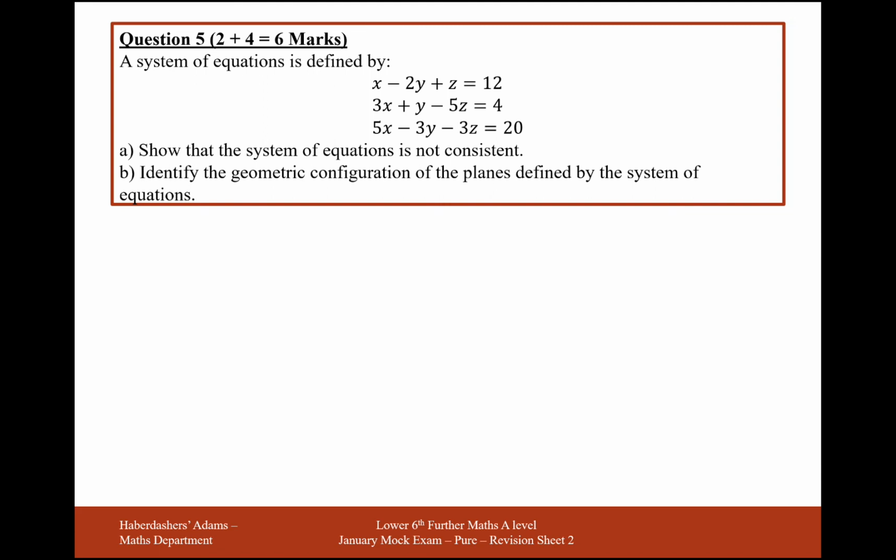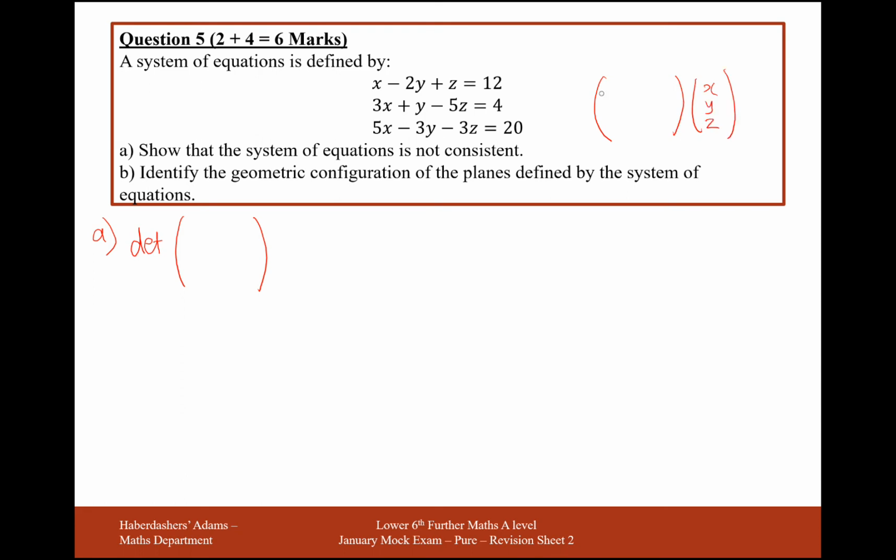Here we're working on question 5. So we have a system of equations, a 3x3 system of equations, and we need to show that the system of equations is not consistent to start with. So what we should have when we find the determinant of the matrix that forms this system of equations is that this will equal 0.